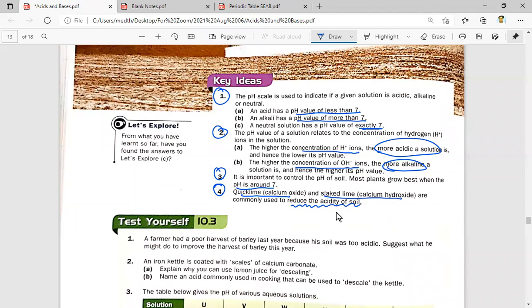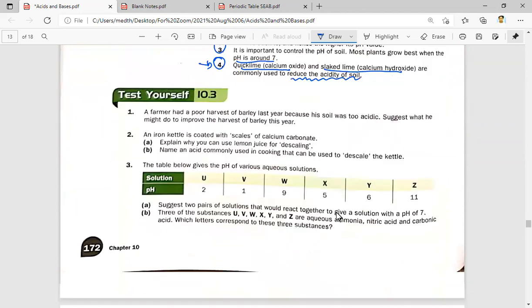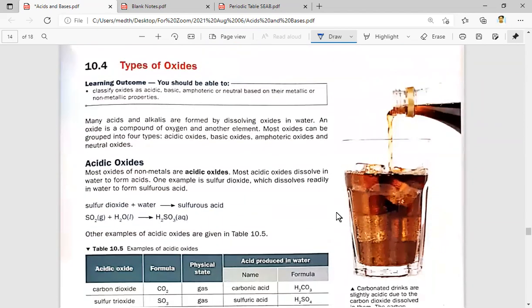So this one, you see quite a fair bit in the MCQ questions. This one, you need to take note, especially about the colors. So this is the third part. And now we're going to go on to the final, last part, which is on the types of oxides.